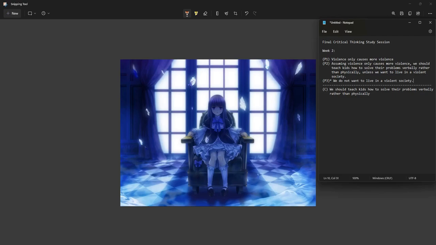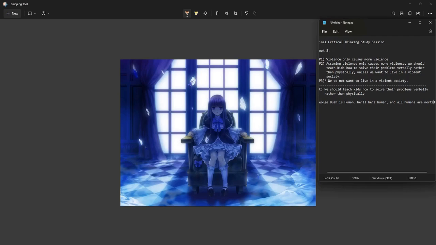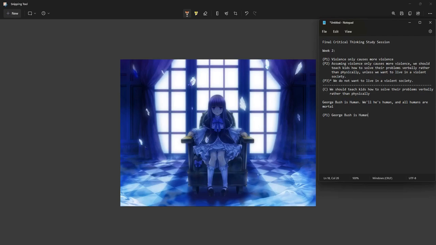Let's use the same tricks to find them. Let's look at it. George Bush is human. Well, he's human, and all humans are immortal. That's our argument, per se. But there seems to be a conclusion missing. So let's do this correctly. P1 is George Bush is human. And P2 is that all humans are immortal. And now we have to find the implicit conclusion. And that would be that George Bush is mortal. Good. And that is our implicit conclusion.